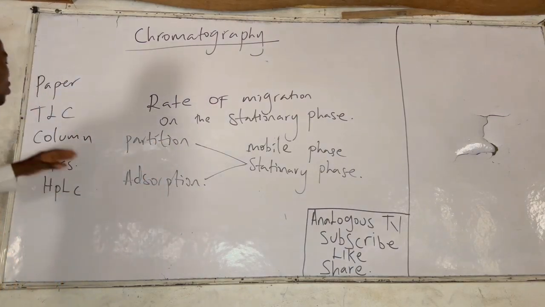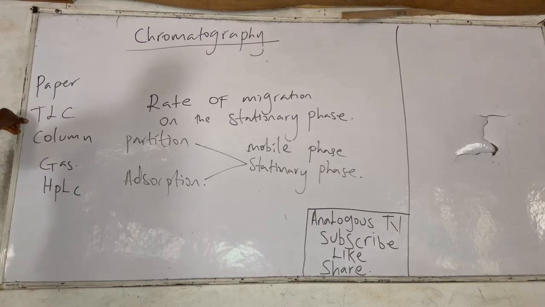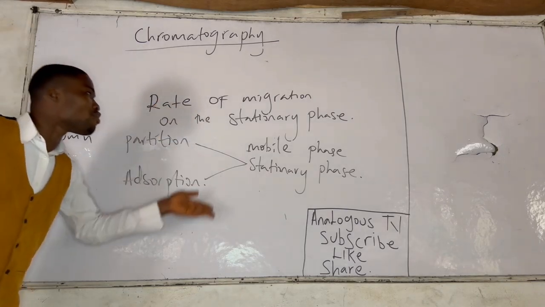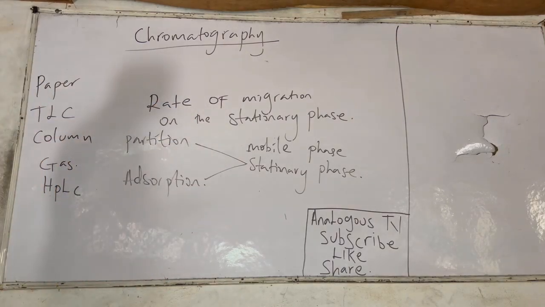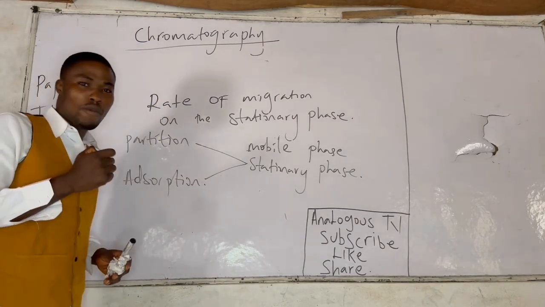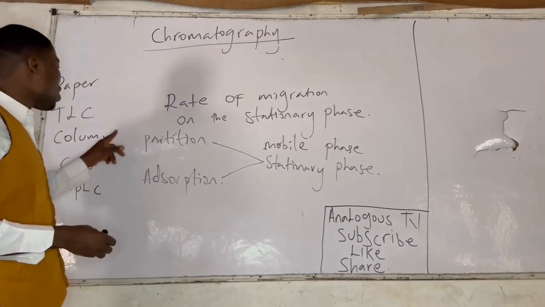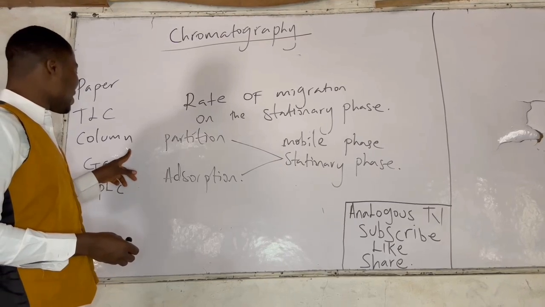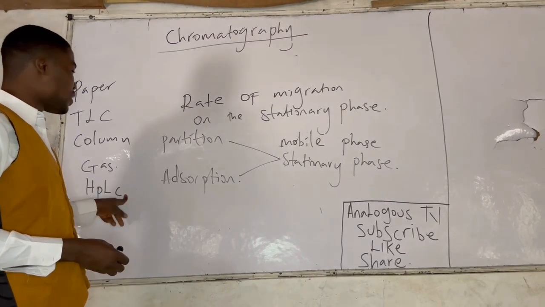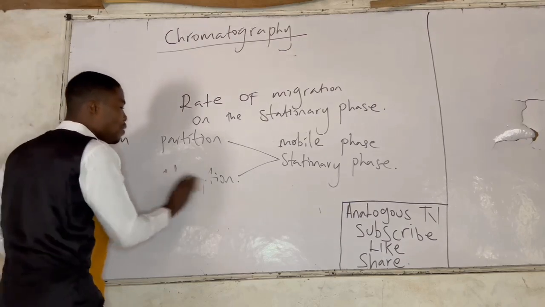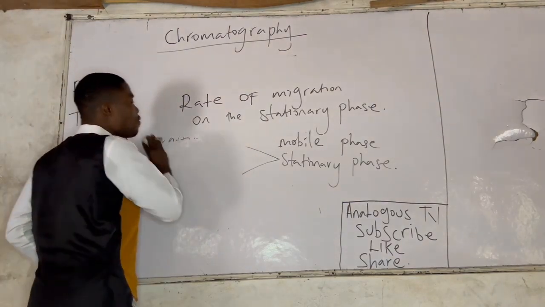The various types of chromatography, which are paper, TLC, column chromatography, gas chromatography, HPLC, and ion exchange chromatography, can fall into any of these types I've just talked about. I'm going to use paper chromatography for this lesson, only paper. In subsequent lessons, we'll look at column chromatography, gas chromatography, and HPLC, which is high performance liquid chromatography. Now, paper chromatography, briefly.